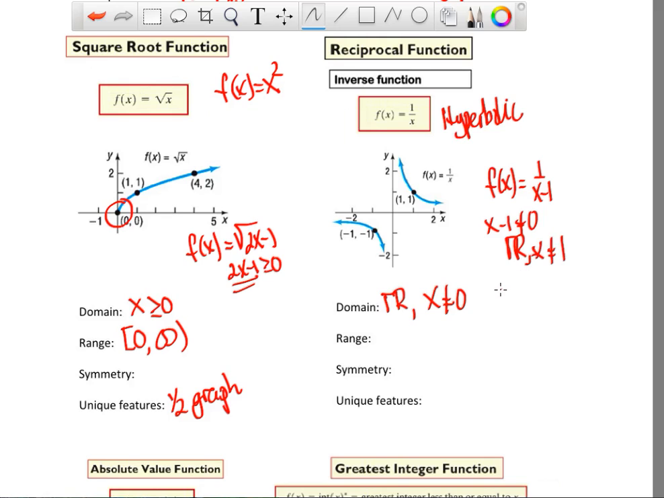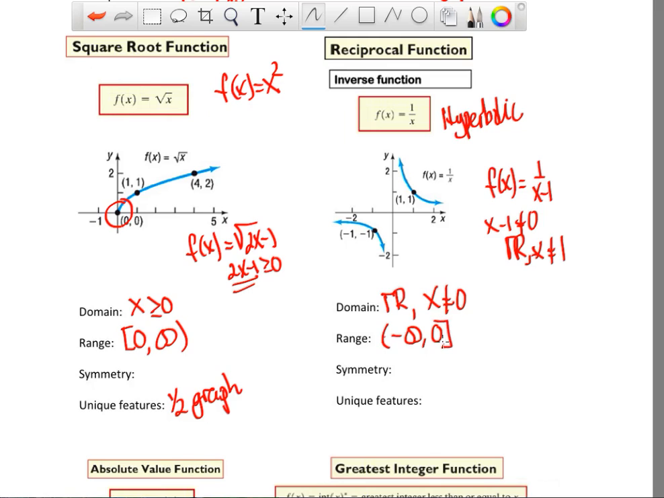Range, well, I get every value I want except 0. So you can see that on these pictures here. And so it does have a slightly limited range. So trying to figure out, this is probably a good way to write it.